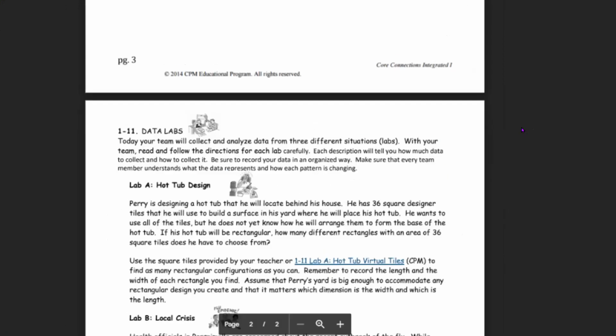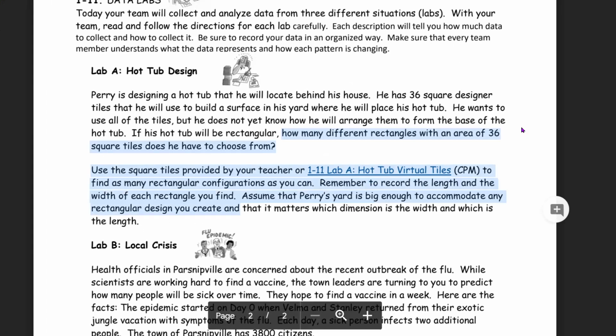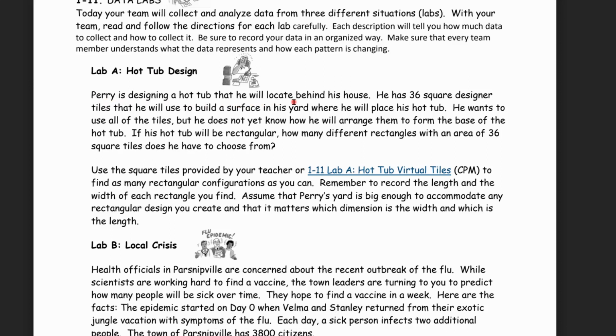So here are the situations. One situation that we're doing is called the hot tub problem. It said Perry is designing a hot tub that he will locate behind his house. He has 36 square designer tiles that he will use to build a surface in his yard where he will place his hot tub. He wants to use all the tiles, but does not yet know how he will arrange them to form the base of his hot tub. If his hot tub will be rectangular, so it has to be rectangular, how many different rectangles with an area of 36 square tiles does he have to choose from?